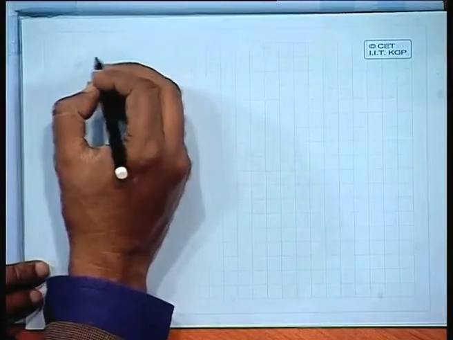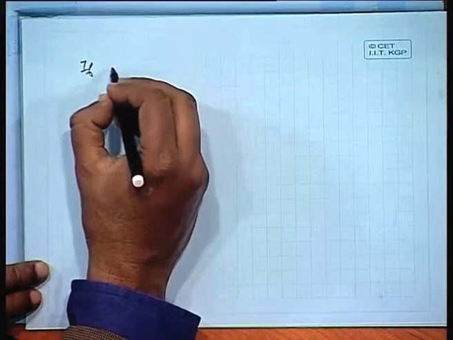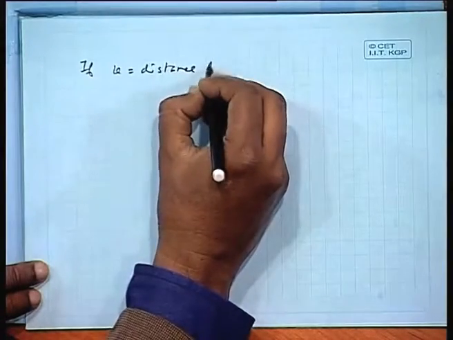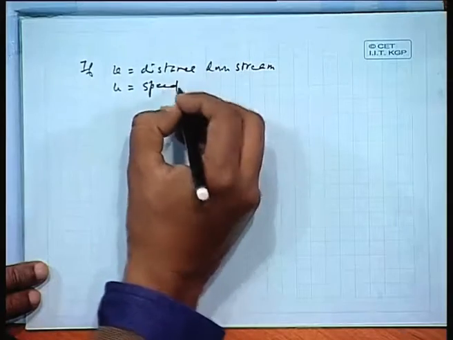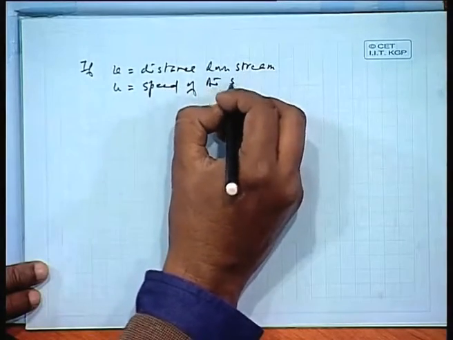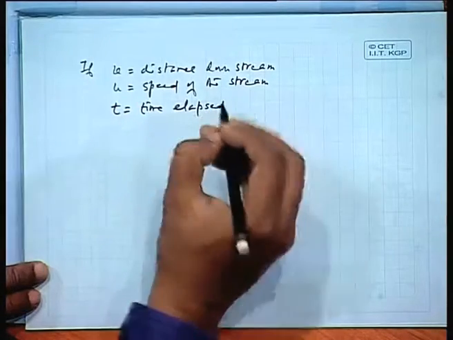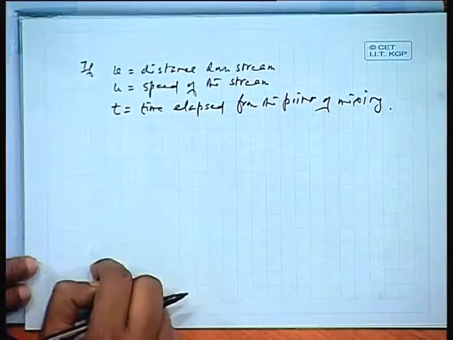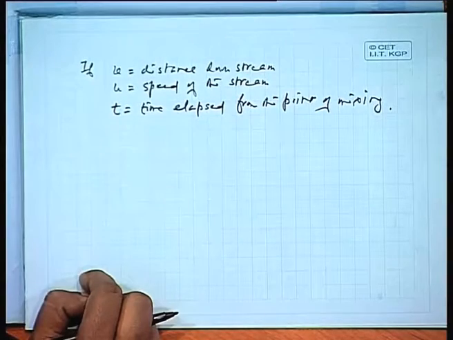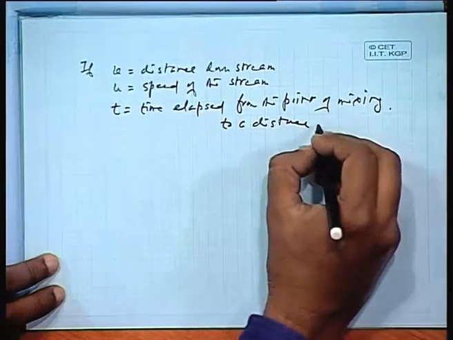Having said this, we can find out that if we just generally write x as the distance downstream, u is the speed of the stream, and t is the time from the point of mixing to a distance x, then this equation is simply modified.